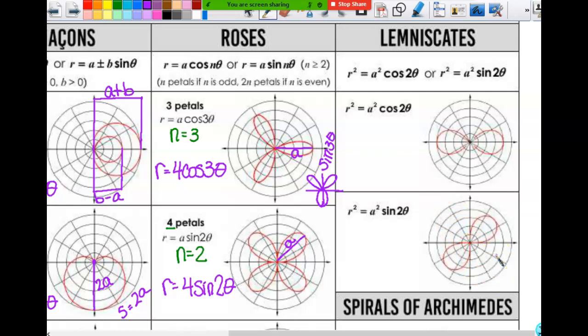So since this right here is A, and in this case it's 1, 2, 3, 4. This is R squared equals A squared times cosine of 2 theta, so then R squared equals 16 times cosine of 2 theta. And it's always 2 theta. That number doesn't change for the lemniscates. How do you get 16? Because it's A squared. This is 4, so I squared it and got 16.